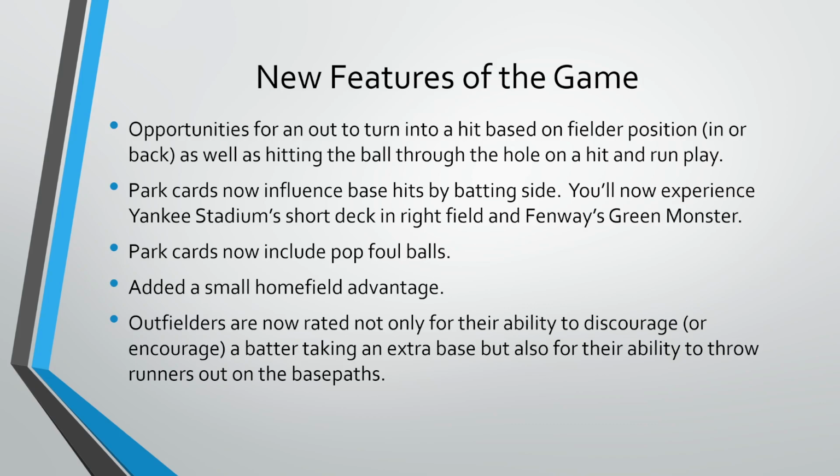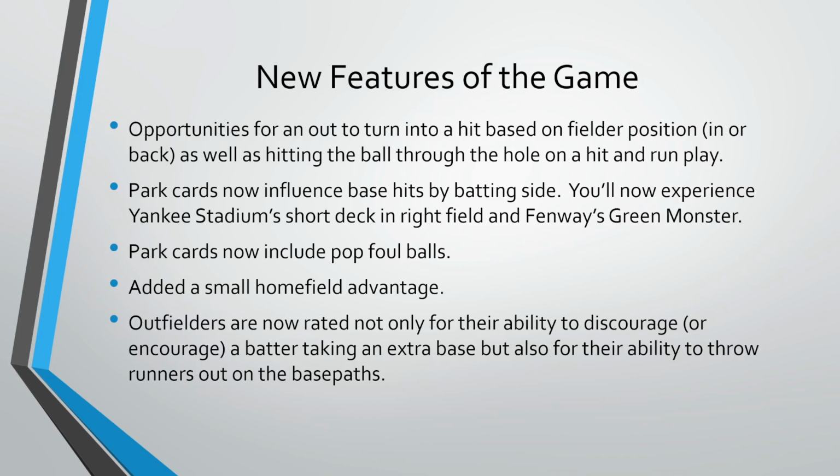Park cards now include pop foul balls. That'll happen at third base, first base, as well as the catcher. So if there's an error on a pop foul ball, okay, batter's up again, but it doesn't affect the game situation. It's just the batter's up again, and there's an error called. There's a very small and subtle home field advantage. Again, this is just something that could come up very infrequently, but just enough to be interesting. Just one of those interesting subtleties, added depth to the gameplay.